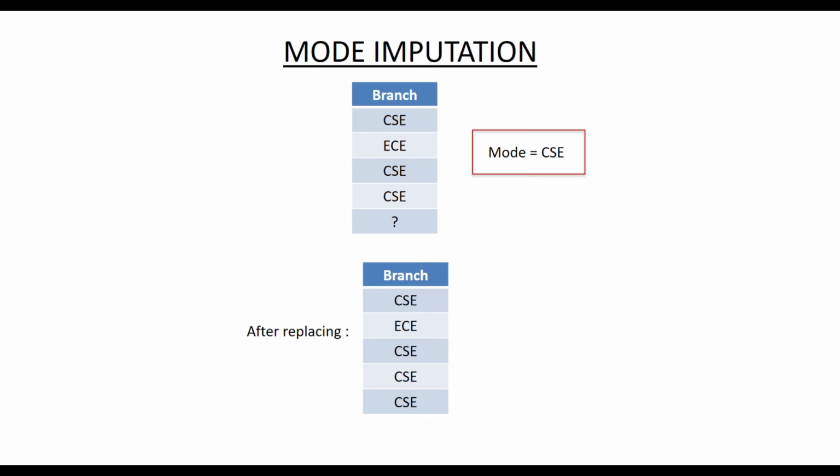Mode imputation is commonly used for categorical features such as branch, gender, city or department. However, we should remember that this can change the distribution of our categories, especially when there are many missing values.